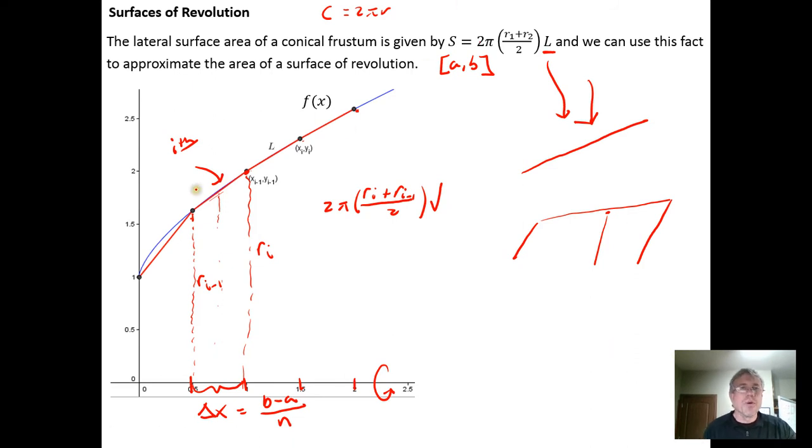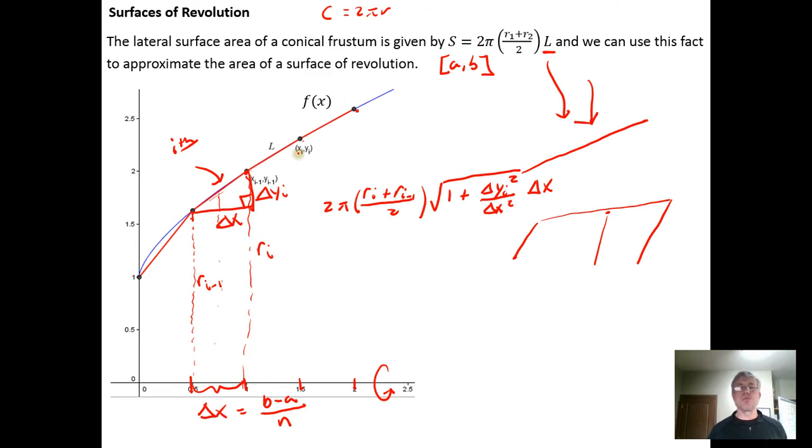So what we discovered was the length of this line segment was the square root of 1 plus delta y sub i squared over delta x squared, because in video 1 we had the width was delta x and the height was delta y sub i. The delta x's were the same everywhere, so we didn't need to subscript them. And this was times delta x on the outside. And this would be the surface area of just one of these frustums.